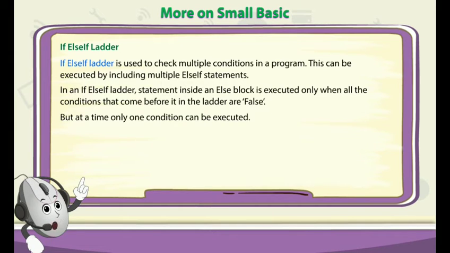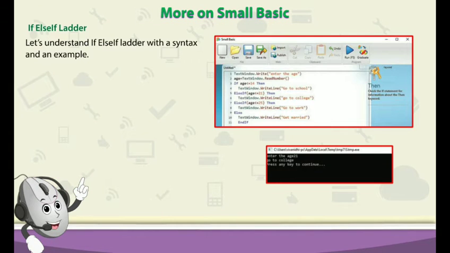So in an else if ladder, the else block is executed when all the above conditions become false. Now let's understand with the help of syntax and example. So here we can check the syntax. If condition then statement 1.